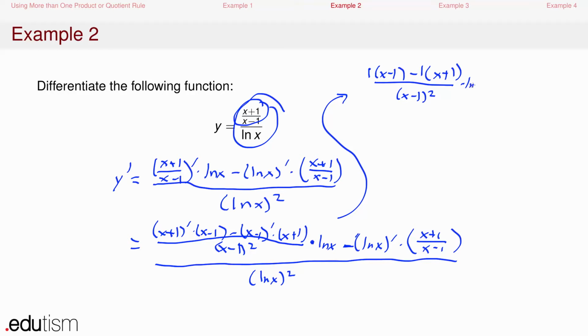Multiply this by ln x. Subtract the derivative of ln x, which is 1 over x. Multiply that by x plus 1 over x minus 1. And this whole thing is divided by ln x squared. As we can see, with two separate quotient rules, the derivative gets pretty darn complicated.